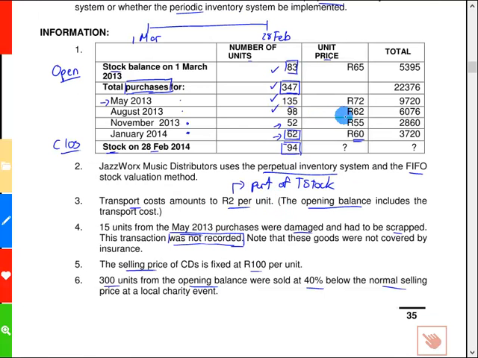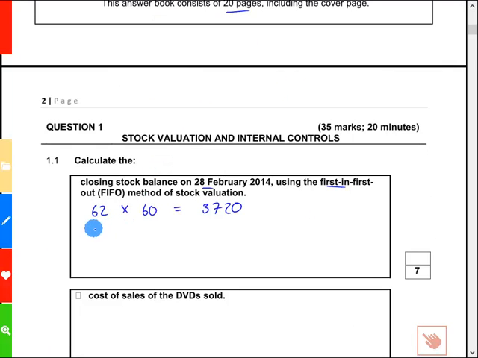Now we've taken that, but we need to get to 94 units to get to our closing stock figure. So we're going to have to take from this batch of 52 units, but we can't take all of the 52 because there were only 94 units left at the end. We're going to take 94 minus 62 of the 52.